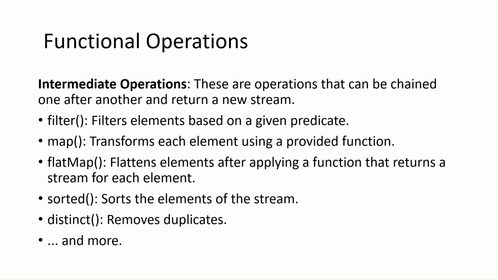Now coming to the map, this transforms each element using a provided function. So map takes the functional interface, and according to that, it will work and give you the transformed element. Now coming to the flatMap, it flattens the elements after applying a function that returns a stream of each element. Coming to sorted, this sorts the elements of the stream, and distinct removes the duplicates out of your stream. So this is about the intermediate functions, or you can say intermediate operations.